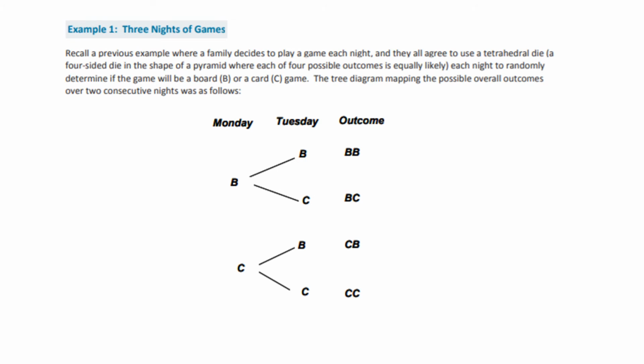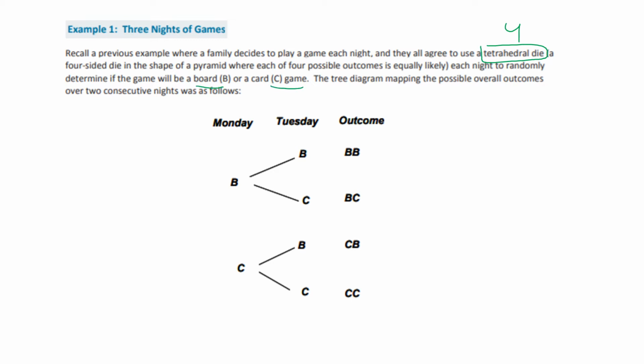This is our first example. This is a throwback to our last lesson, the same example. We're just going to do some more problems and apply some new stuff to it. It says, recall a previous example where a family decides to play a game each night. They all agree to use the tetrahedral die. Remember, this is 4-sided. Each night it randomly determines if the game will either be a board game or a card game.